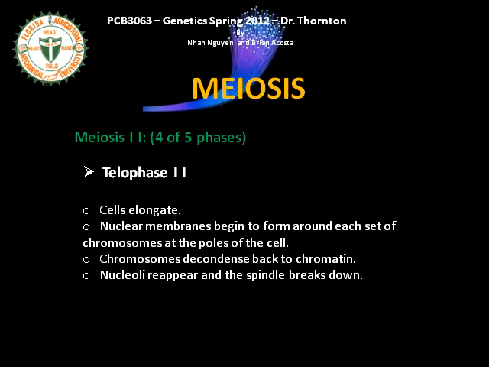Telophase 2. The cell elongates even more during telophase 2. A nuclear membrane begins to form from fragments of the parent cell's nuclear membrane around each set of chromosomes at the poles of the cell. The chromosomes become less tightly coiled and less apparent, or we say the chromosomes decondense back to chromatin.